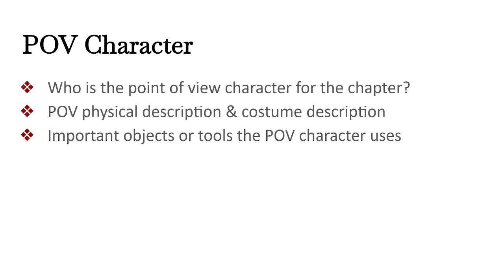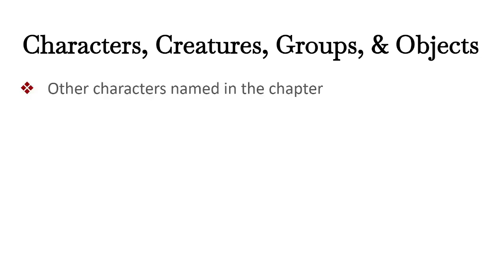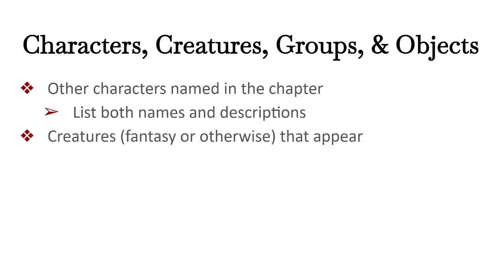I typically write fantasy, so keeping track of the weapons that they have, maybe the amount of money that they have, other things that people give them during the chapter. It's very useful to know when they have something and when they don't. The next section, I like to keep track of the other characters, creatures, groups, and objects that are in that chapter. So what I do is I list all of the named characters in that chapter. So I list both their names and their descriptions.